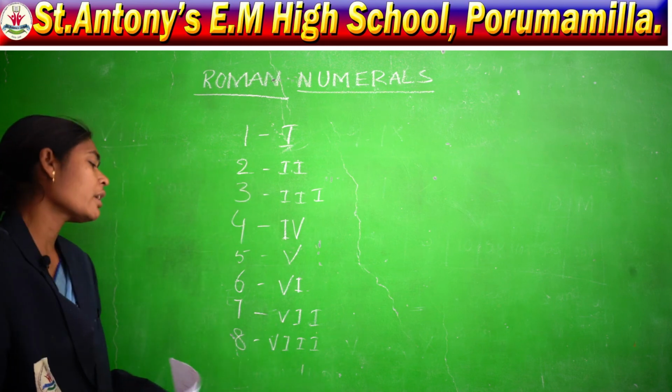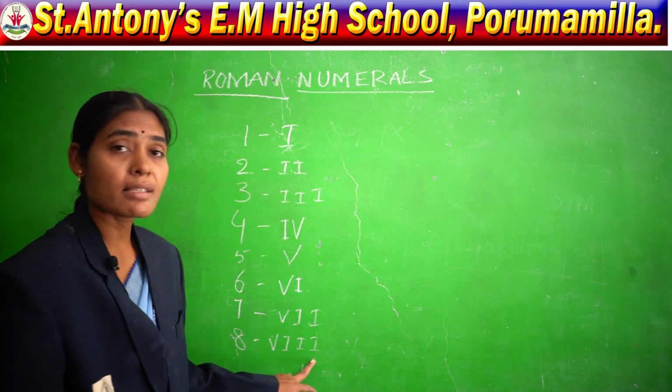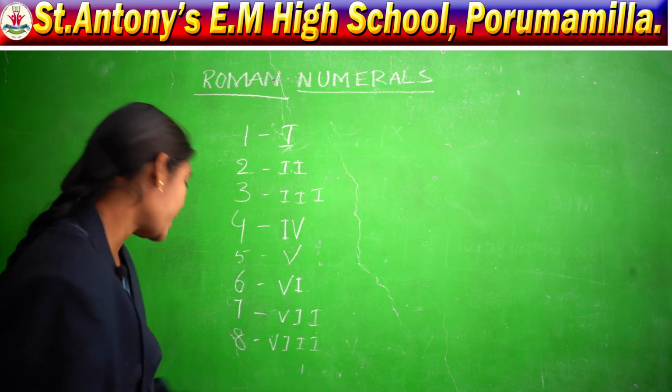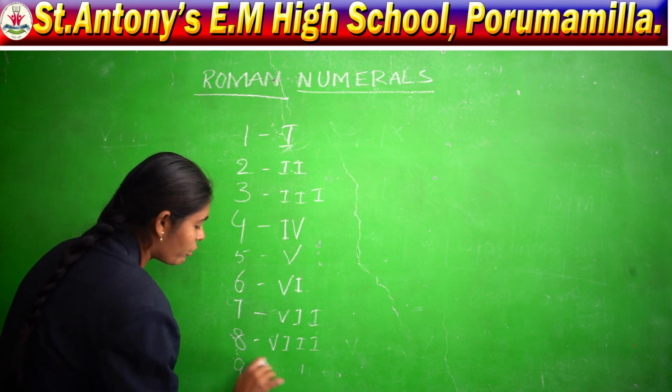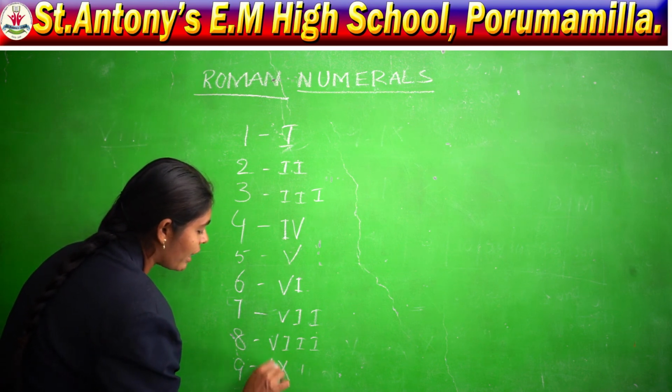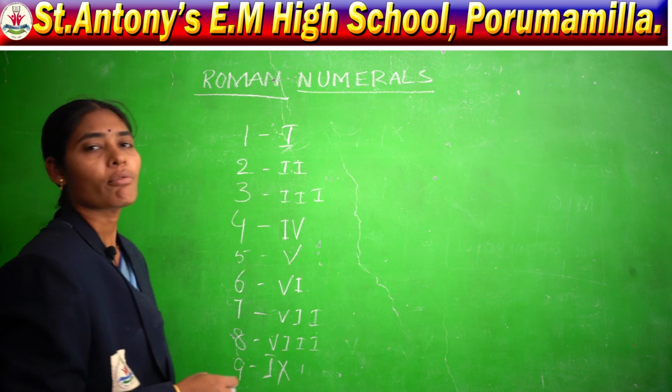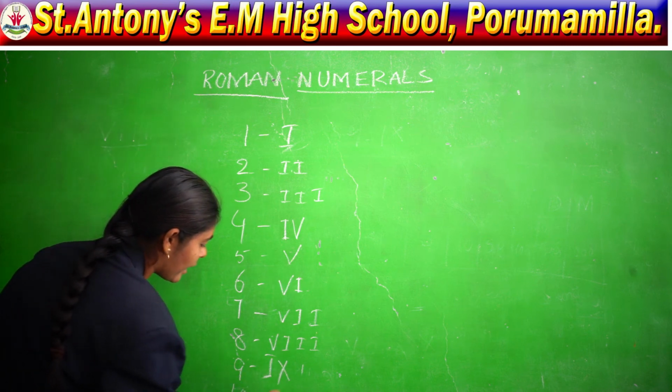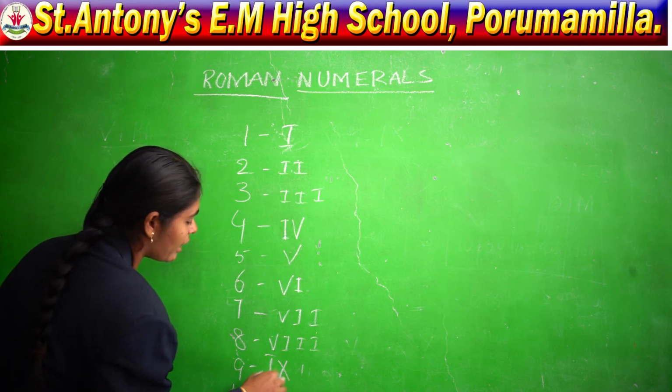Here 3 ones already, 3 times we repeated this symbol. Again we should not repeat. So, to write the 9, what you want to do? 10 minus 1. To write 10, directly you can write X. Already you have the symbol.